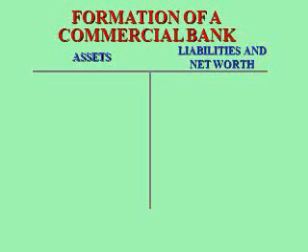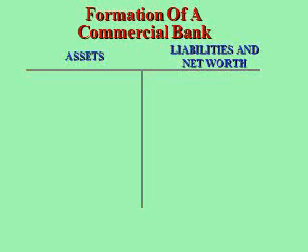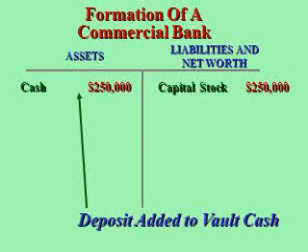Okay, so the formation of a commercial bank, and it's important to get this down in this T-chart where you've got assets on the left and liabilities and net worth on your right. Somebody is going to create a bank, and they're going to deposit $250,000. Let's say this is the owner's capital. It's going to show up in capital stock on the right, and it's going to show up as cash on the left. Deposit added to the vault cash.